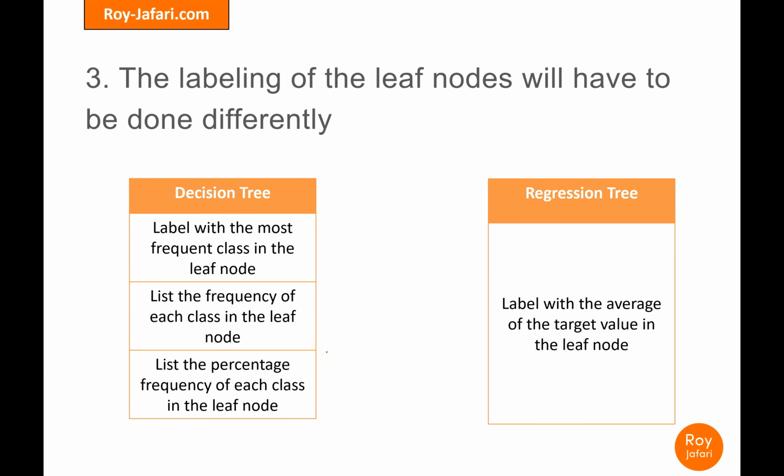The third one, if you remember, when we were labeling the classification, we would either label it with the most frequent class in each leaf node, or we would say how many of each class there are, or we would say what's the percentage of these frequencies. So we would use one of these. For a regression tree, we can only use one thing, and that's the average of the data objects that are in the leaf node. That's all we have to do.